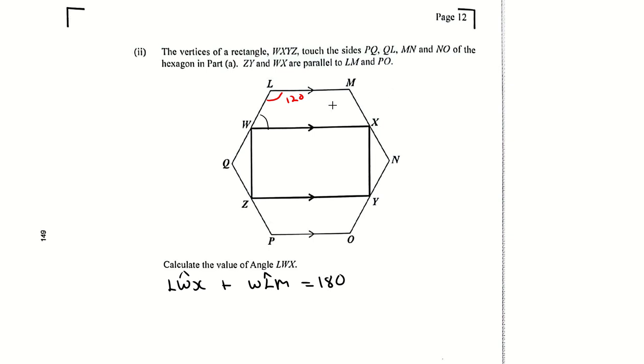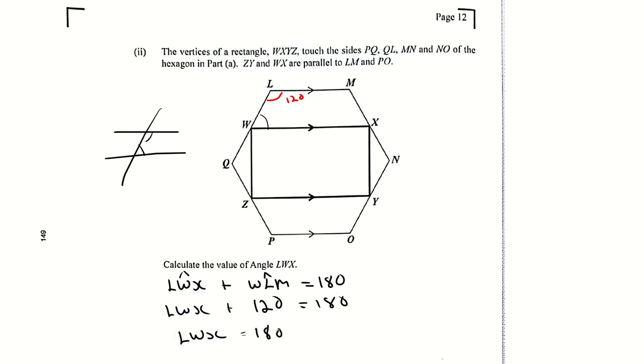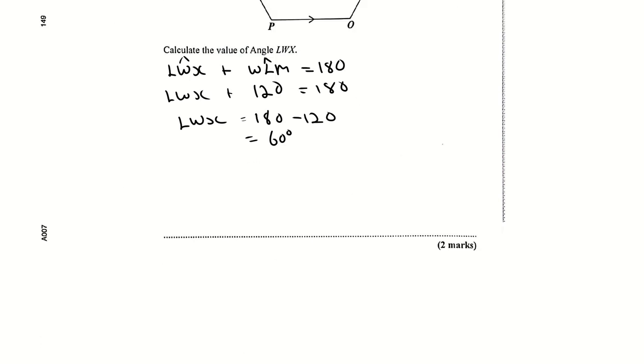Why? Because we have 2 parallel sides and a transversal line intersecting them, and we know the interior angles are supplementary, right? So we know that WLM is 120, plus LWX equals 180. So LWX would be the difference between 180 and 120, which equals 60 degrees. So this angle here would be 60 degrees, and there are 2 marks there. Let's look at the next one.